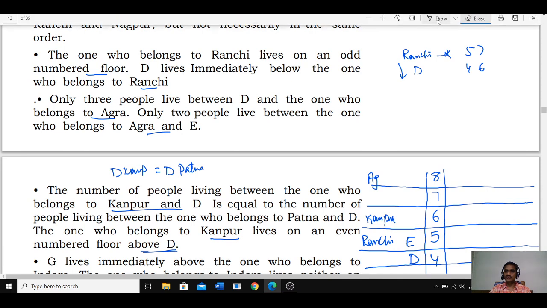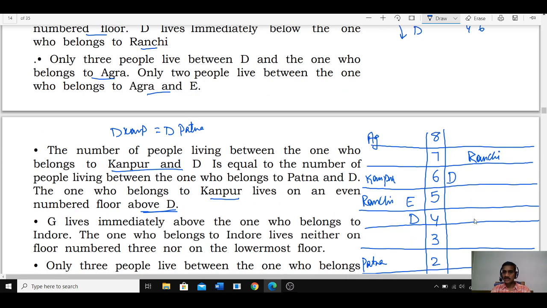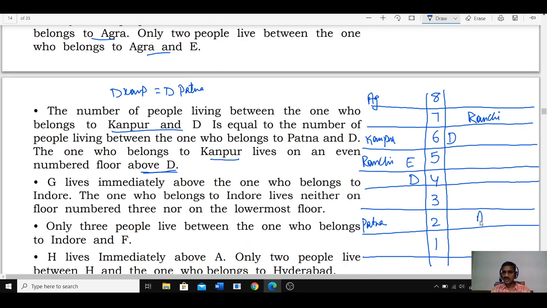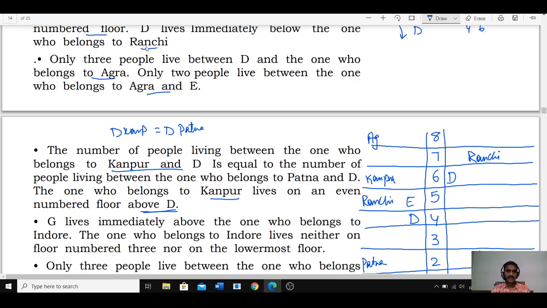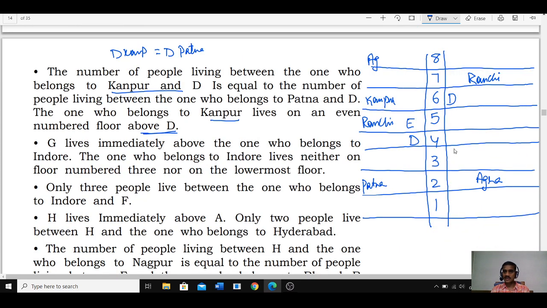Hence Ranchi must be on the 7th floor. If Ranchi is on the 7th floor, D is immediately below the one Ranchi, and only 3 people between D and Agra. And next one, only 2 people live between Agra and E.